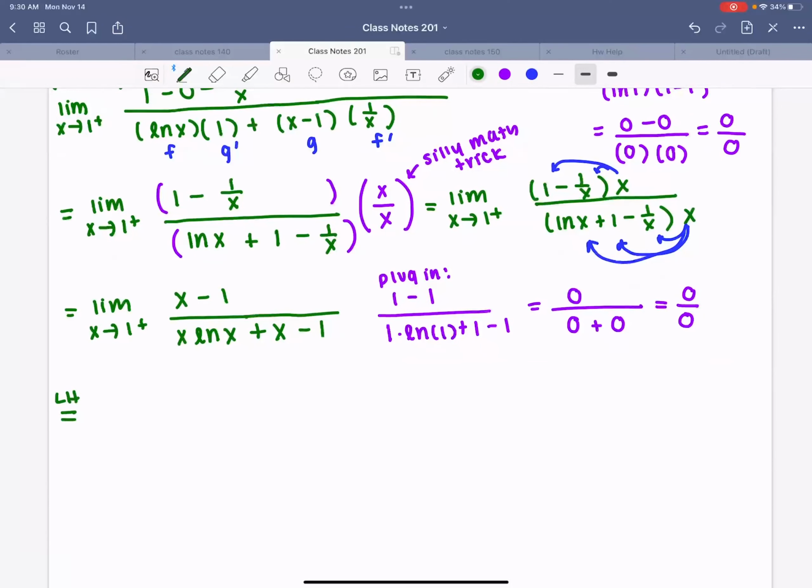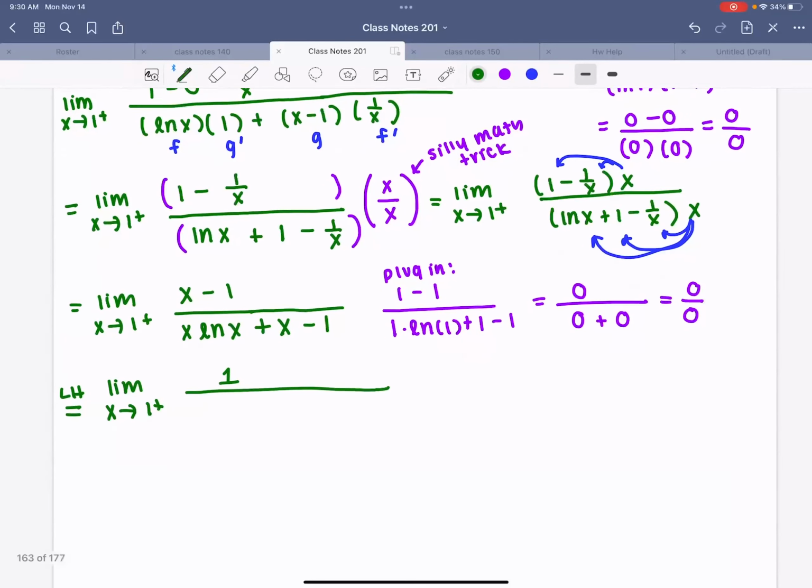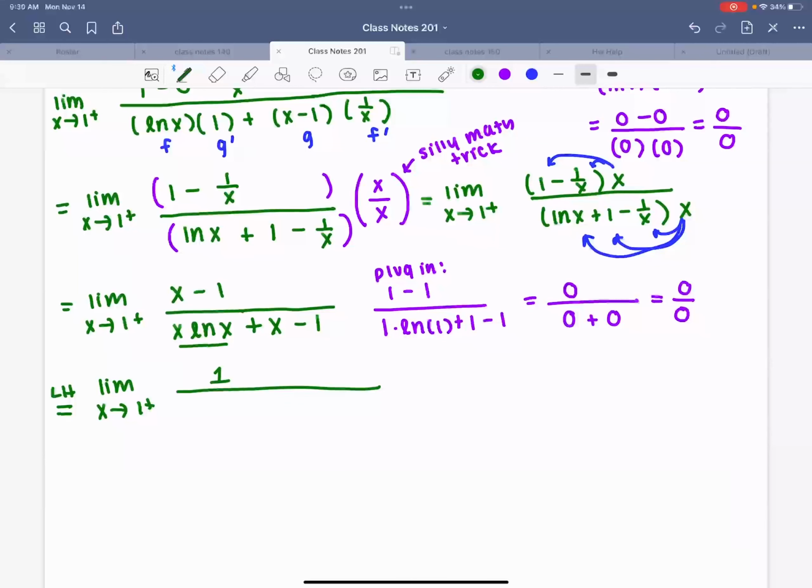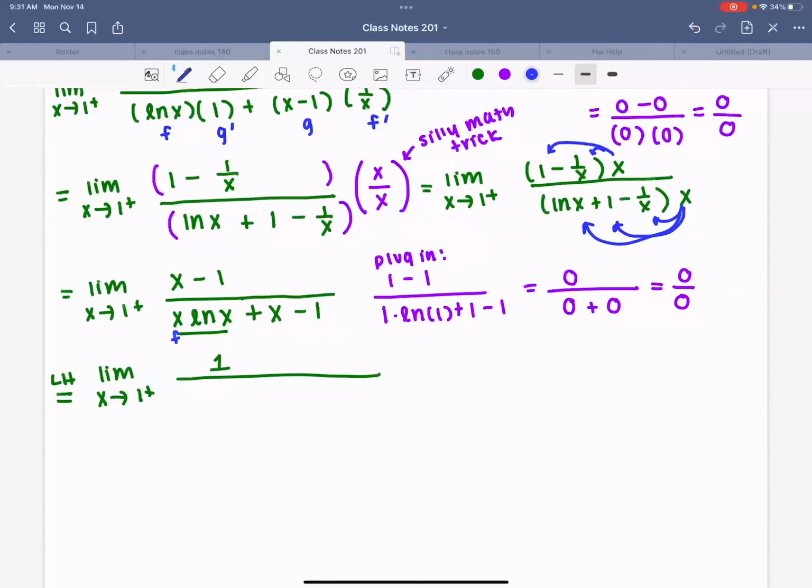Let's do the derivative of the top and the bottom. What's the derivative of x minus 1? 1, good. So that's the derivative of the top. What do we have to do to find the derivative of x times ln of x? Product rule. Good. So we got our f, we've got our g. We're going to do the first times the derivative of the second, x times 1 over x, plus the second times the derivative of the first, which is 1.